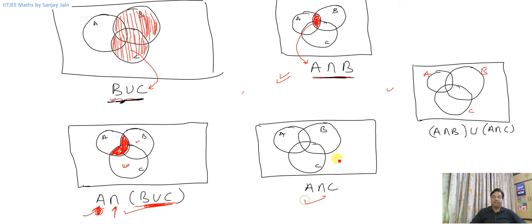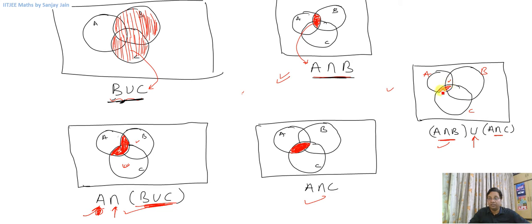And if I need A intersection C, I need the common area between A and C. So this will be the required area. So this is how easy it is to visualize these operations using Venn diagrams. Now let us see this A intersection B. A intersection B will give me this common area, and I need to take union with A intersection C, which is this common area.